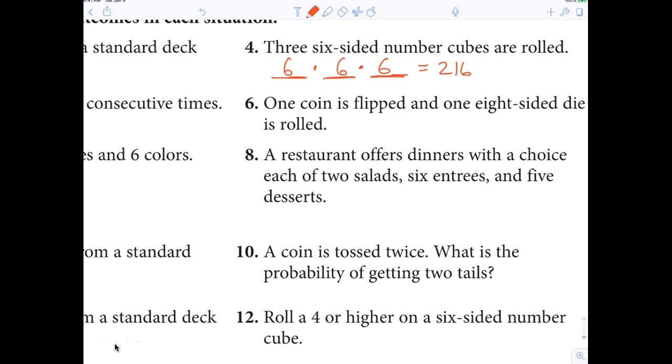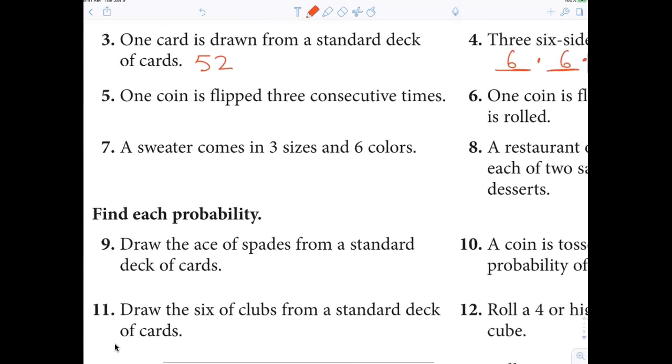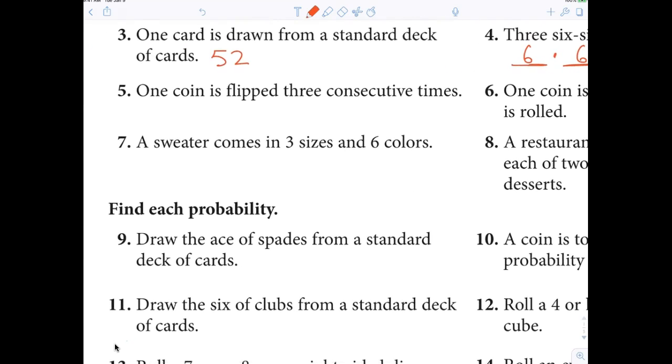All right? Let's look at number 5. One coin is flipped 3 consecutive times. How many outcomes? There's 8. Right? So here's what I want you to do, guys. 1, 2, 3. That represents flipping a coin 3 times. How many outcomes do I have every time? 2. 2, 2, 2. Then I want to put a multiplication sign in between and tell me there are what? 8 total outcomes.